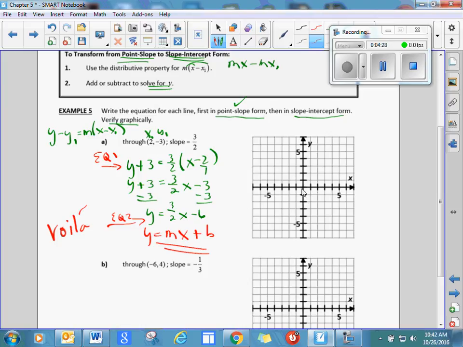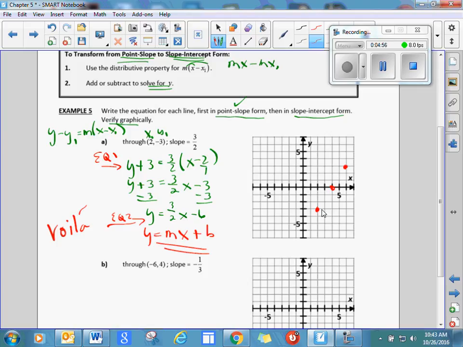So we're going to start at (2, -3): over 2, down 1, 2, 3, right there. There's a point on the line. The slope is positive. We're going to rise 3 and run 2. 1, 2, 3, run 2. Right there. 1, 2, 3, run 2.